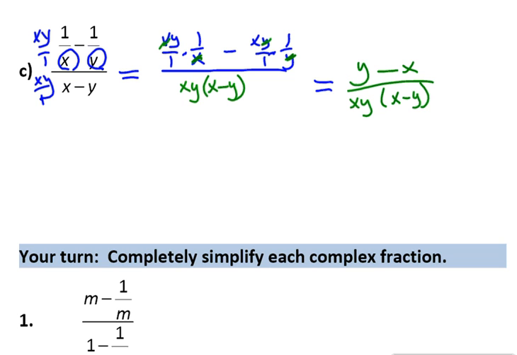These are almost the same thing, but they're negative. So those cancel to be -1. So I get -1 over xy for my answer.